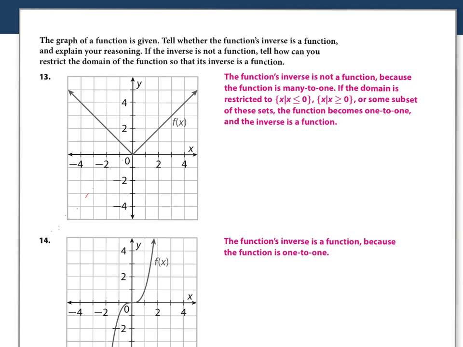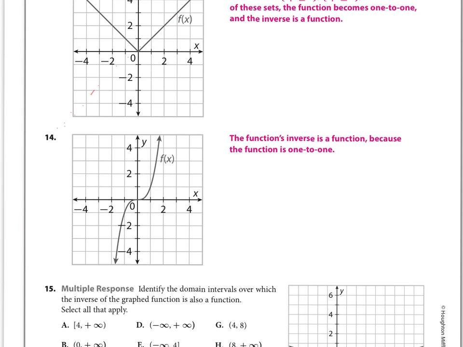Another way to do this, so I'll get rid of all my marks here, is what is known as a horizontal line test for the inverse. So what does that mean? If you take the original function and you draw a horizontal line and it touches at more than 1 point, then that means the inverse will not be a function. It will not be 1 to 1. So there are two different ways you can look at that and determine whether or not the inverse is a function.